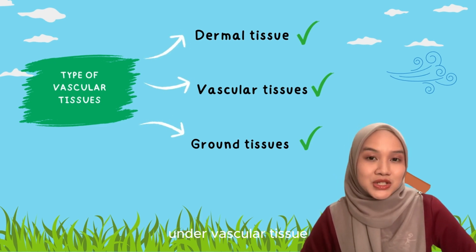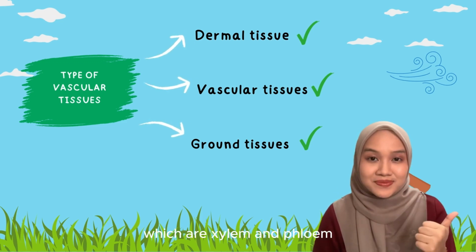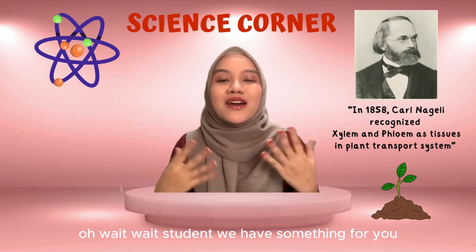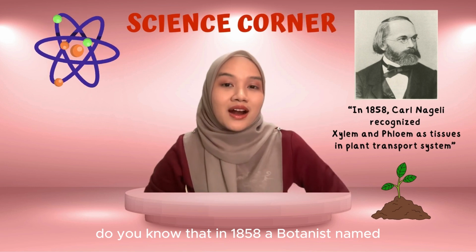Under vascular tissue, there are 2 main types of conducting tissue, which are xylem and phloem. Let's learn together, okay? Oh, wait, students, we have something for you. Do you know that in 1858, a botanist named Carnegie recognized xylem and phloem as tissues in the plant transport system? Now you know.